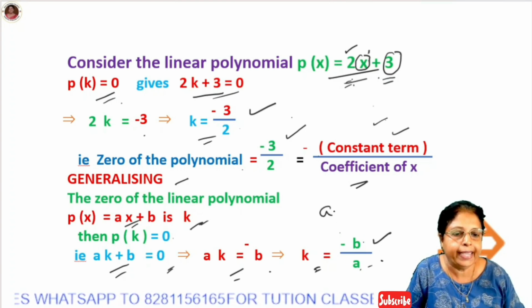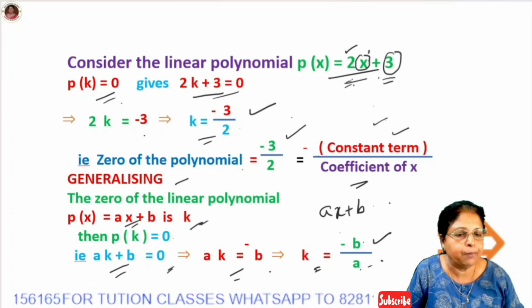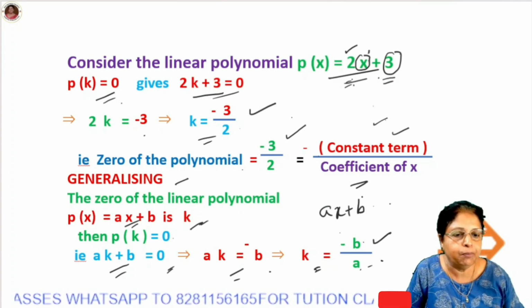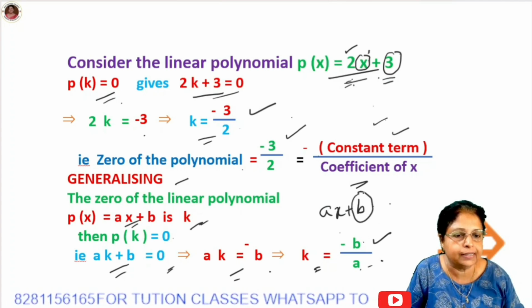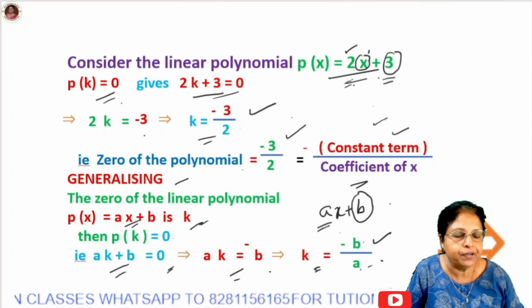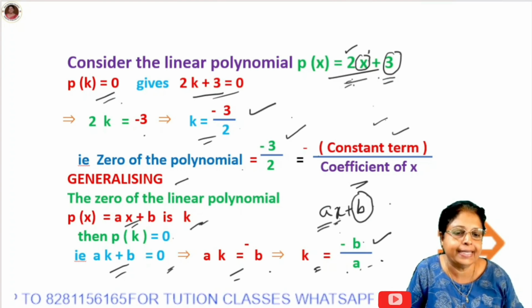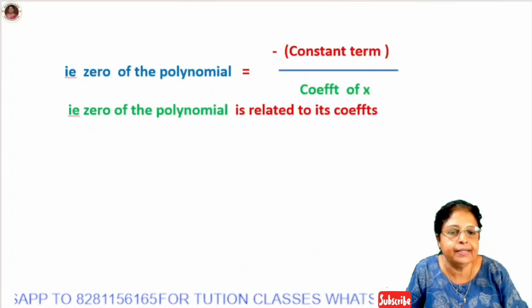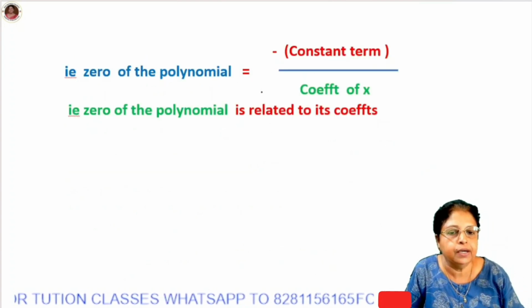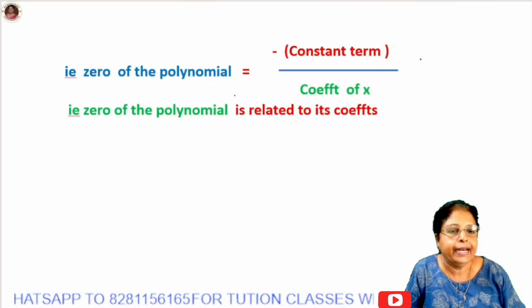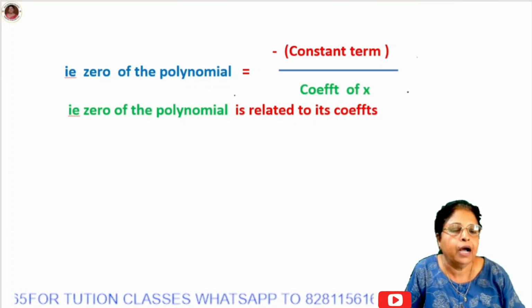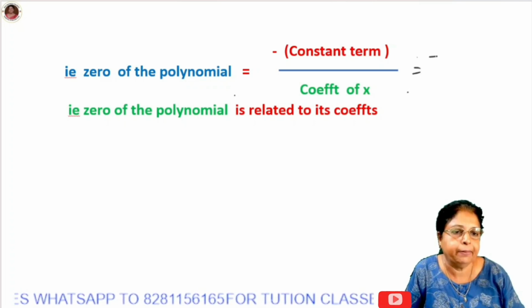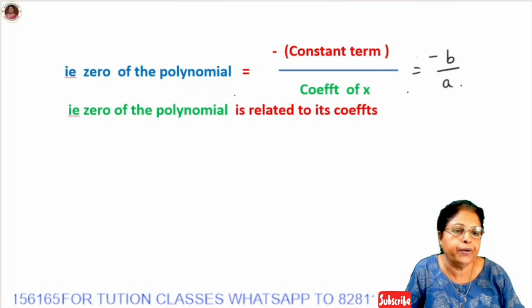And we know ax plus b is the polynomial. That means negative b means negative of constant term upon coefficient of x, that is a. Are you following? That means we got the relation here. Zero of the polynomial is negative constant term upon coefficient of x. That means negative b upon a.